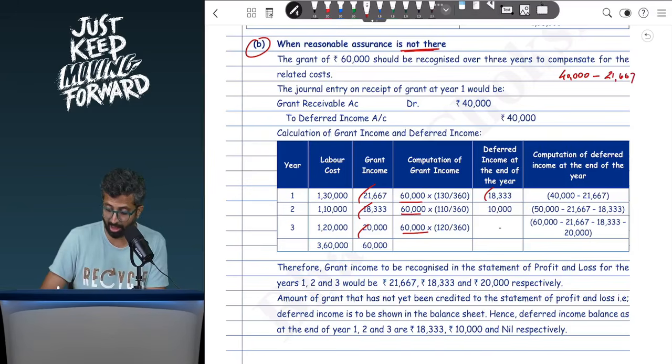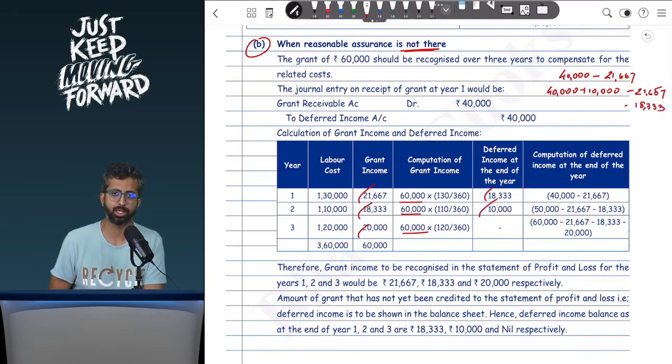Now in the second year, along with the 40, you have also received another 10,000. So that is 50,000 that is received till date, out of which 21,667 has been amortized till date, and another 18,333 will be amortized till date. And as a result, what you are left with is going to be 10,000. Similarly, in the last year, total 60,000 is received, minus 21, 18 and 20,000 coming to 0.